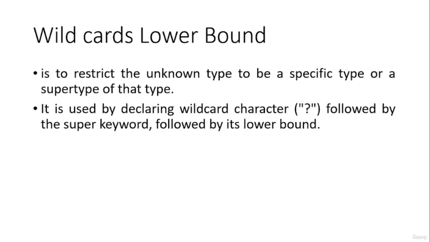Now let us discuss the next type of wildcards, which is lower bound wildcards. Lower bound wildcards are declared by using the super keyword, followed by the particular class. It should be a super of the particular class; that relation should be there. Then it will provide a restriction to the particular type. A super relation should be there in order for the wildcard to work. This is difficult to understand in a theoretical session.